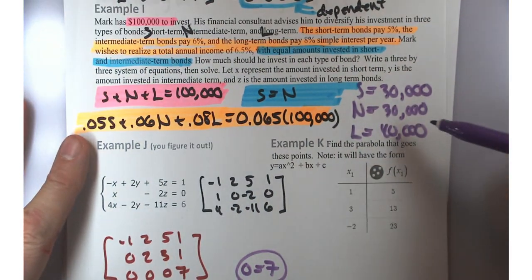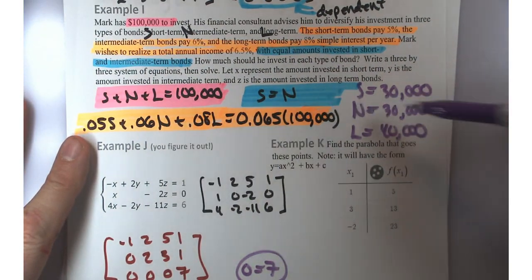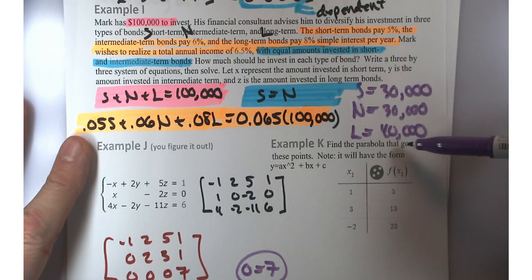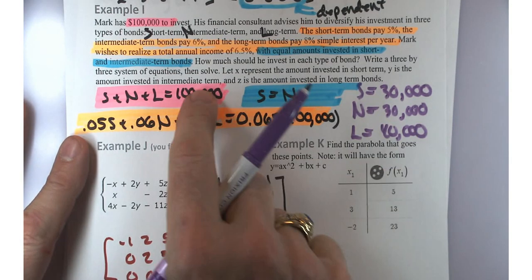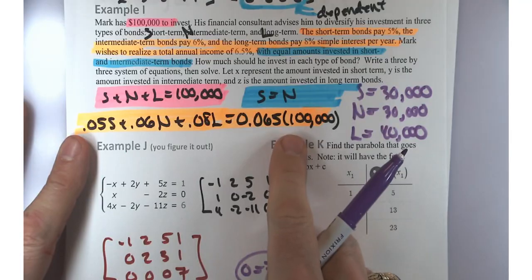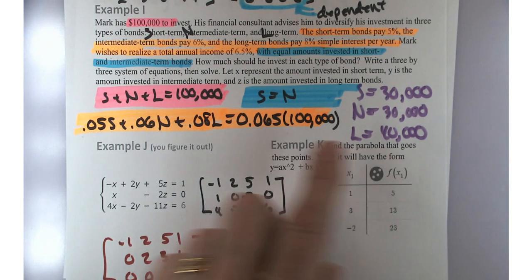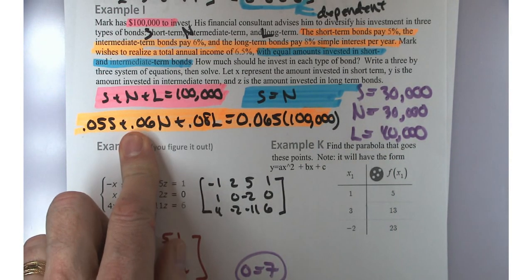Nice. That checks in a bunch of ways. First of all, S equals N, so that's good. The total of these is 100,000, so that's good. You can check it in here, and what you'd end up with is $6,500 in income if you put it in this equation. So, yeah, looks good.